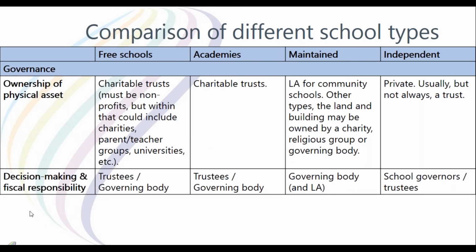Charitable trusts must be not-for-profit, but within that could include parent-teacher groups and universities. Academies are considered to be charitable trusts, and they will own the physical assets and maintain schools. The assets are owned by the local authority for community schools. That may differ for other types of schools that we've described before, such as voluntary aided and foundation schools.